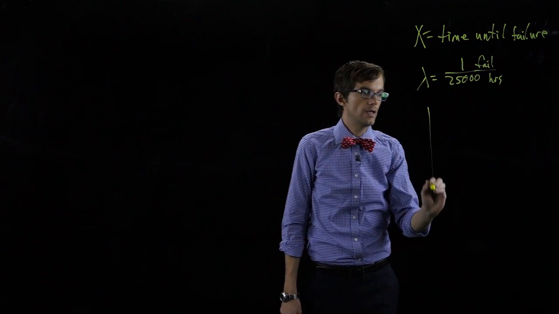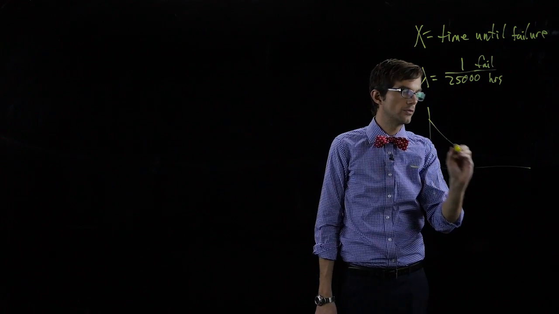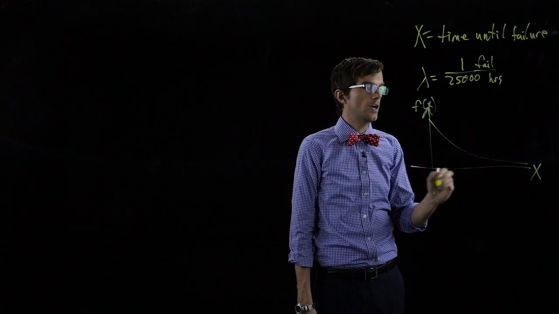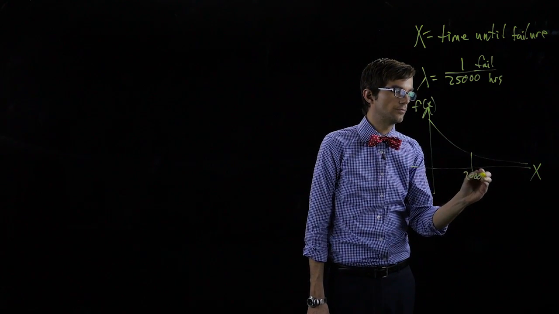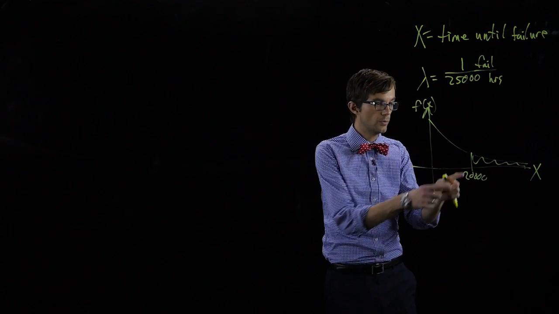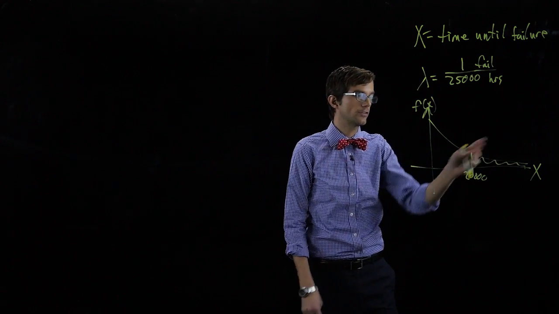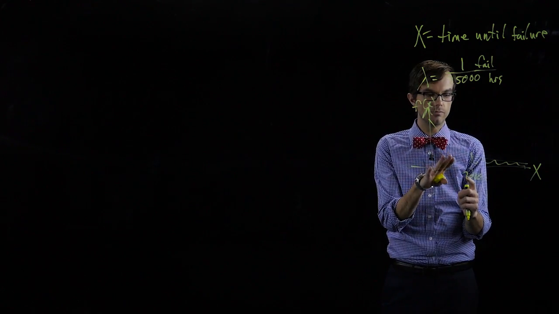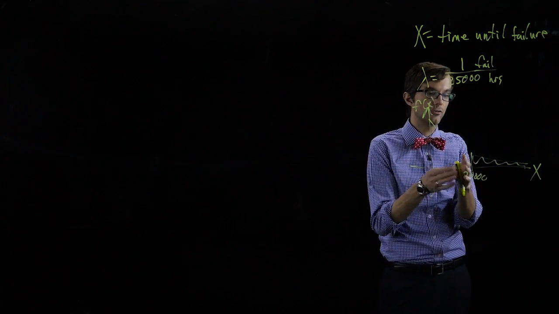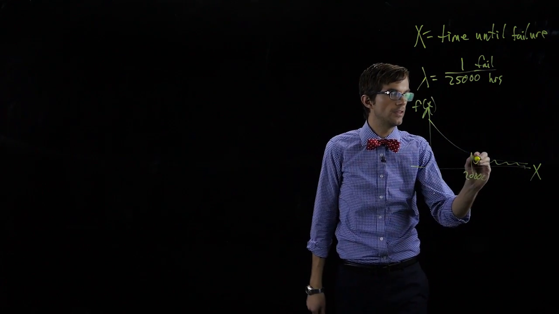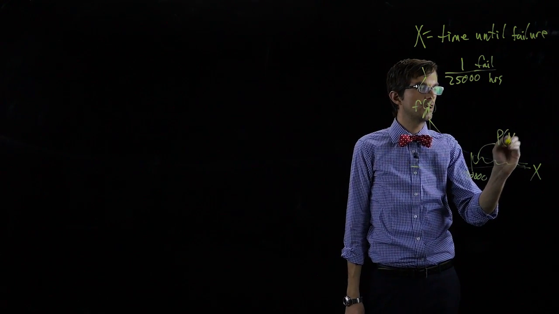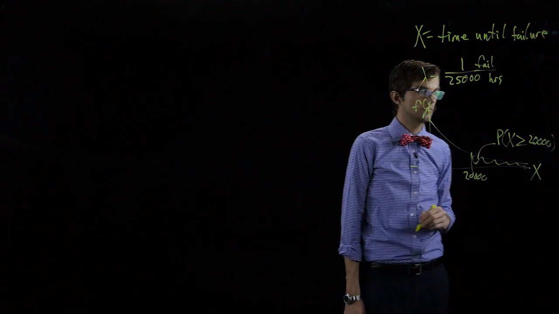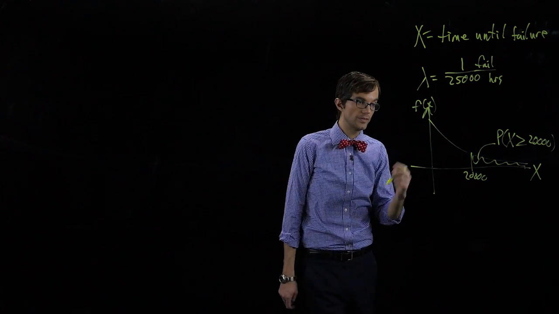At least 20,000 hours implies 20,000 or greater. At least 20,000 is 20,000 and more; however, the probability of exactly 20,000 is 0, so we could think of this either way, greater than or equal to 20,000. This area right here is the probability that x is at least 20,000. So what's this probability?